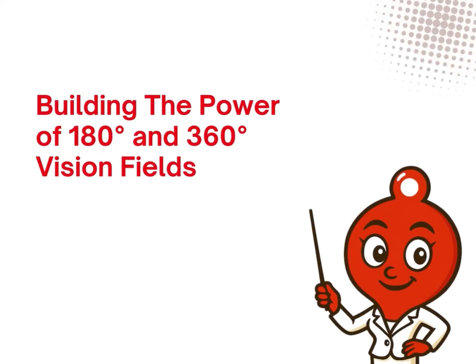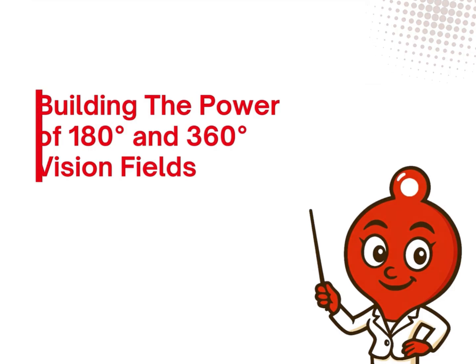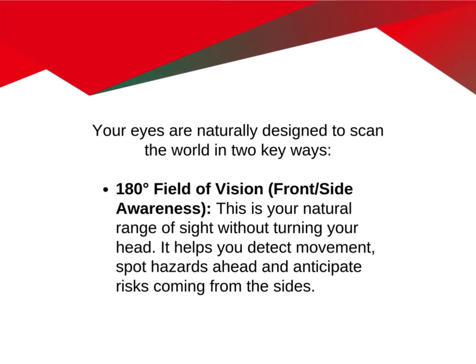Building the power of 180 degrees and 360 degrees vision fields. Your eyes are naturally designed to scan the world in two key ways: 180 degrees field of vision, front and side awareness. This is your natural range of sight without turning your head. It helps you detect movement, spot hazards ahead and anticipate risks coming from the sides.